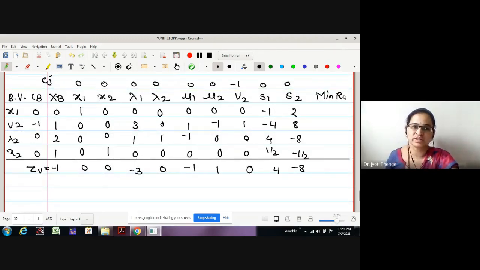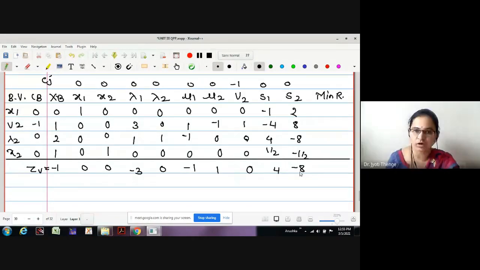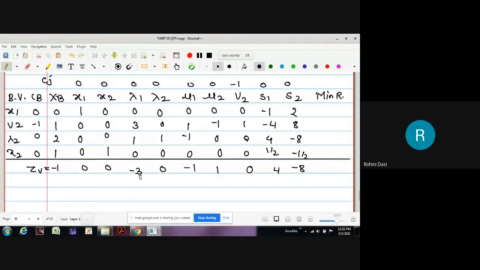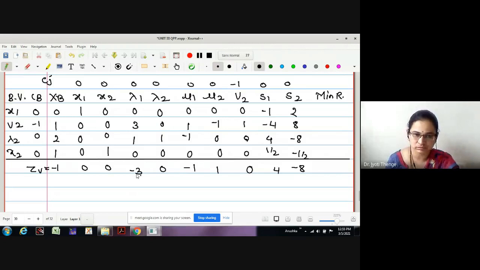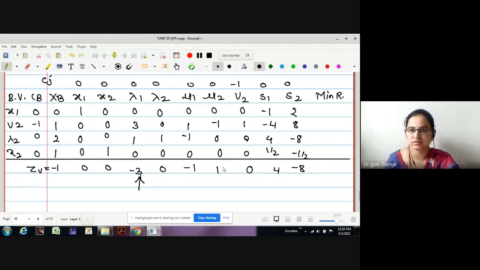And S2, whether lambda 2 is there in the basis? Yes, ma'am. Whether S2 enters or not? No, ma'am. S2 cannot enter. Next, lambda 1. Whether lambda 1 enters or not? Yes, ma'am. Lambda 1 enters the basis. S2 could not be entered because its pair lambda 2 is there already in the basis.